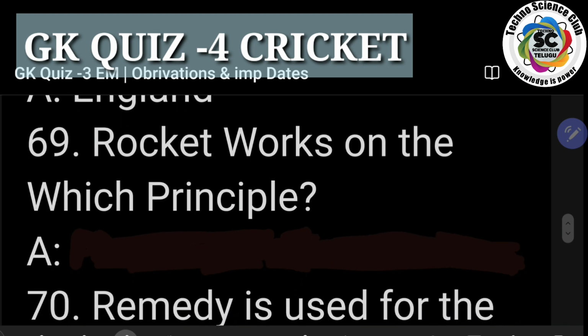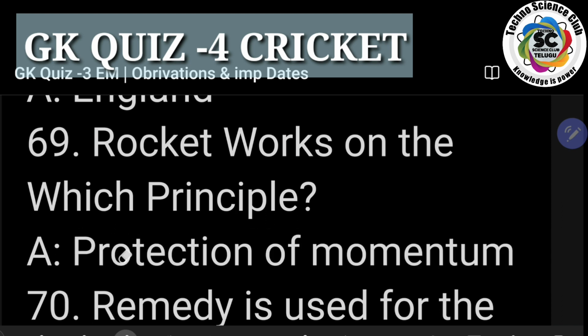Rocket works on which principle, not law? Rocket anedi ye principle meeda base ay work chestundi? The rocket works on the principle of conservation of momentum. Law aithe Newton's third law, principle aithe conservation of momentum.